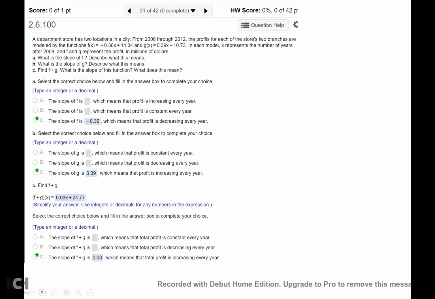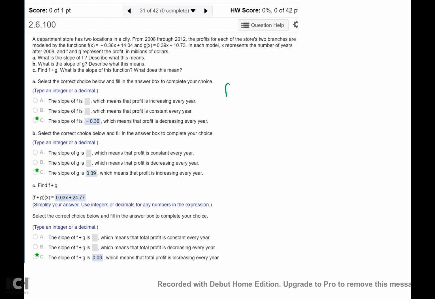Okay? All right, a department store has two locations in a city. From 2008 through 2012, the profits for each of the store's two branches are modeled by the functions F and G. In each model, X represents the number of years after 2008, and F and G represent the profit in millions of dollars. A, what is the slope of F, and describe what this means?